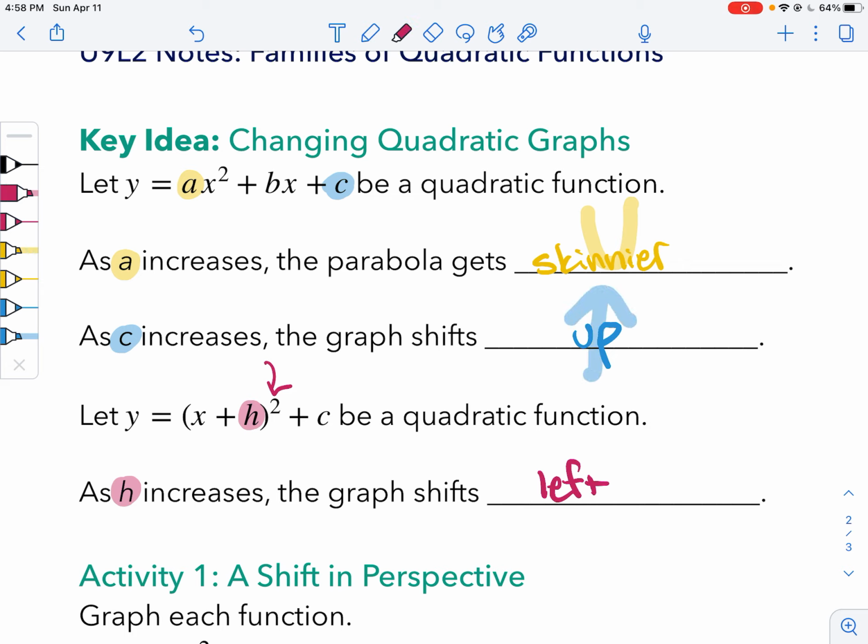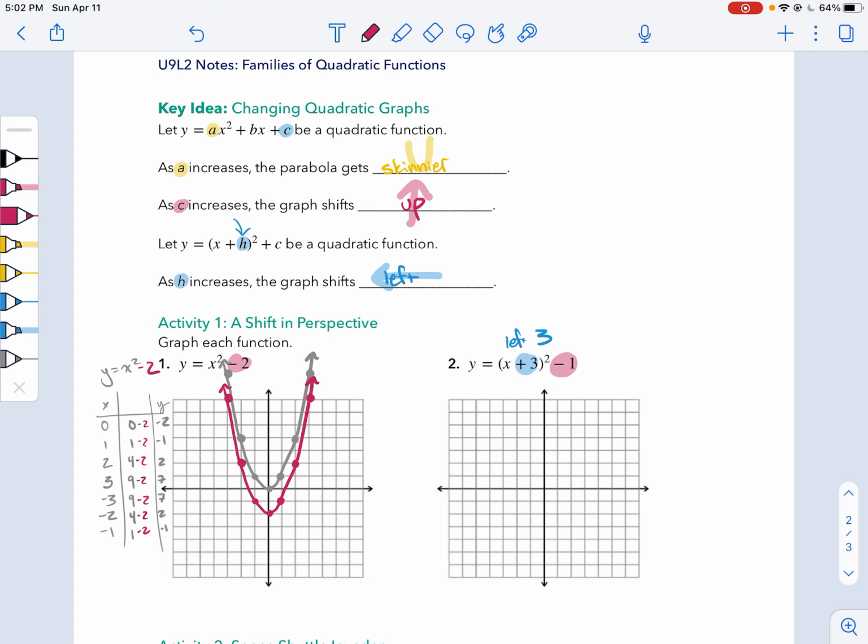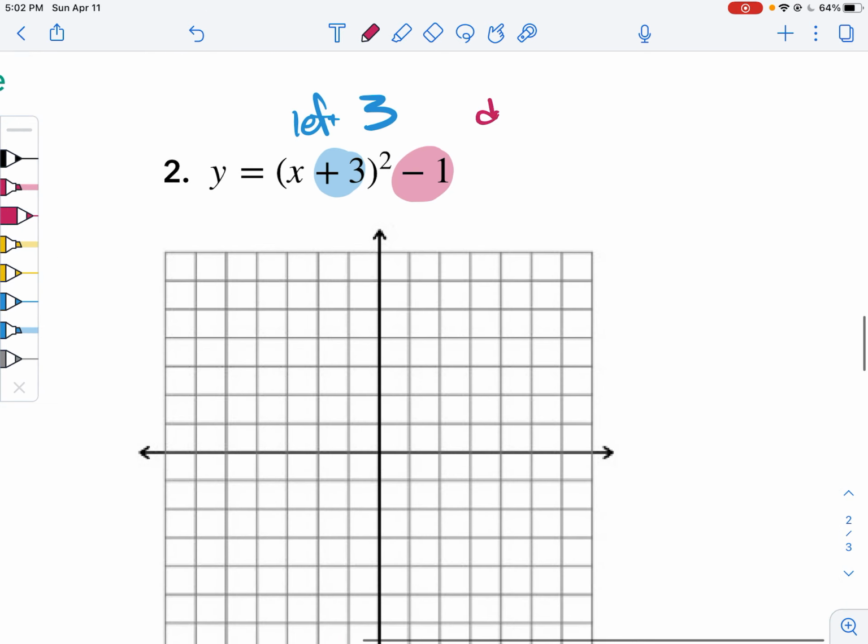Cool. So I'm going to show you the shortcuts in this video. If you just want to stick with your normal way of plugging them into an XY table, go for it. That's great. But hey, look at this guy. Okay, so what do we have going on here? We've got a shift left 3. And we've got a shift up -1. Up -1 means down 1. So we can go left 3, down 1.